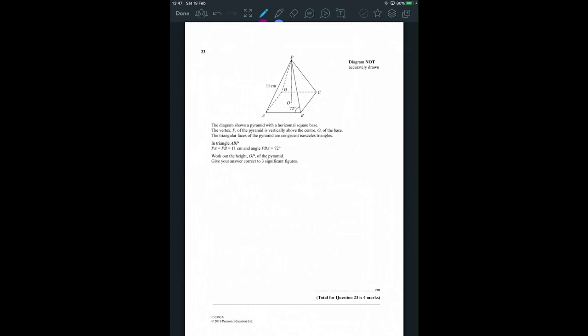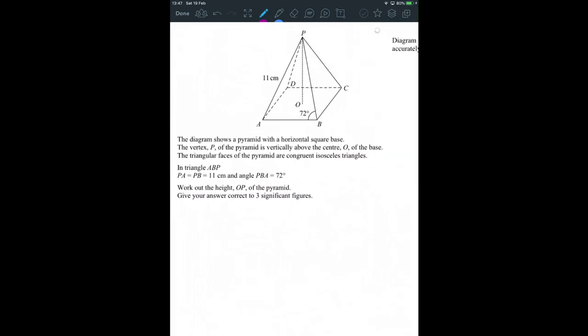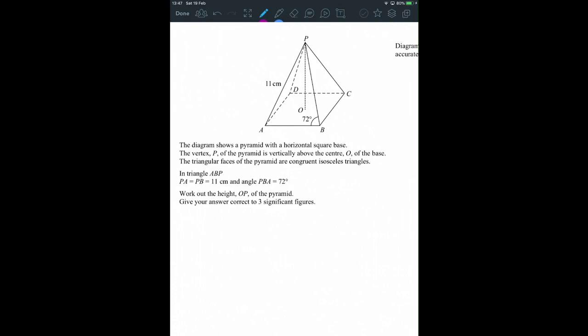Question 23. Here we have a 3D trig style question. I have a pyramid with a horizontal square base. The vertex is above the center. Triangular faces are all the same isosceles. In ABP, the AP and PB, the isosceles sides, are both 11, the angle is 72. We want to work out the height of this pyramid.